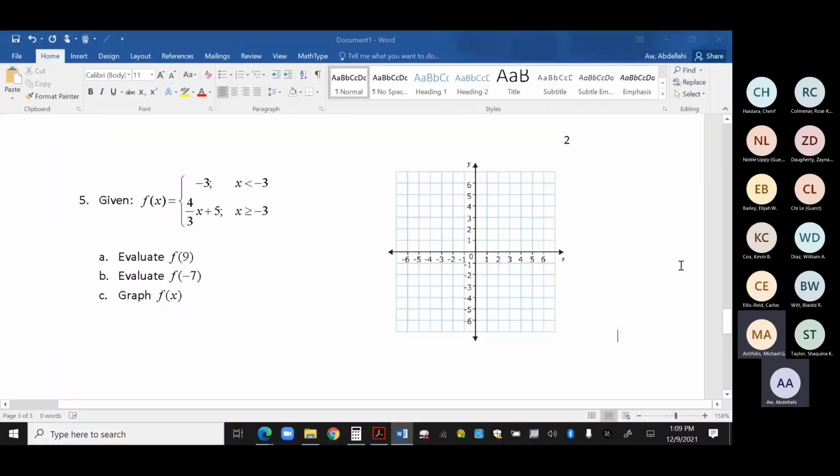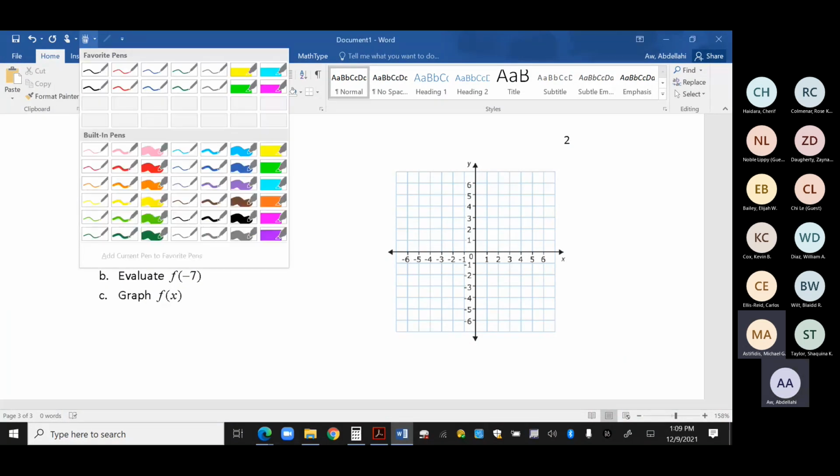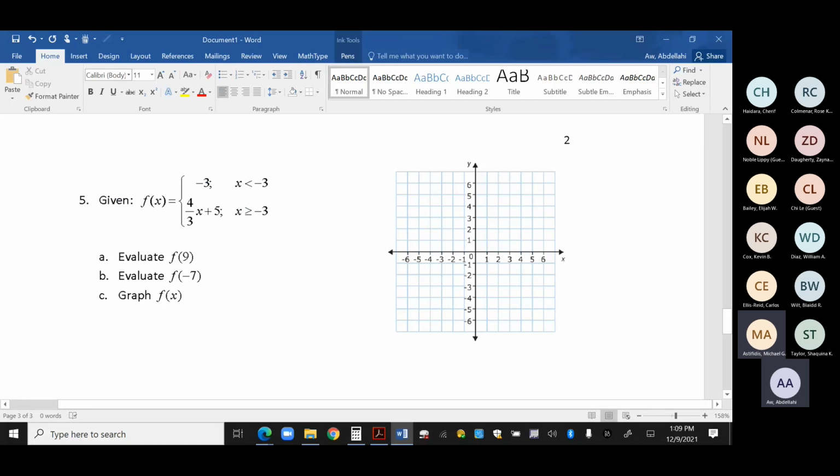Okay, so evaluate f of 9. What formula do we use to evaluate at 9? The first one or the second one? The second one, right? So f of 9 is 4/3 times 9 plus 5, right? Which is 12, which is 17, right?